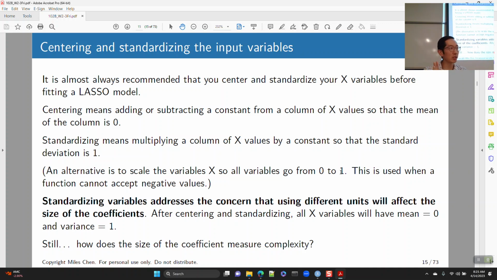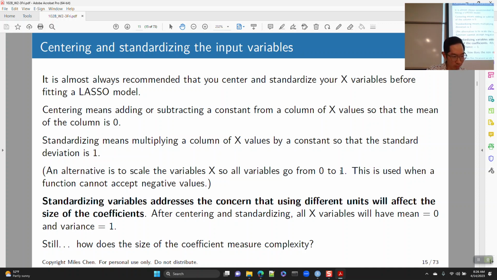So basically you're turning everything into z-scores, and if you turn everything into z-scores, then you don't have to worry about the units, right? Because if you change the units, your z-scores will still remain the same, okay? Or, if you can't have negative numbers, for whatever reason, like you're dealing with log values or something, then another option is to just scale them so they all go from 0 to 1. So that's another way to standardize your variables, okay? And so, standardizing variables addresses the concern about using different units.